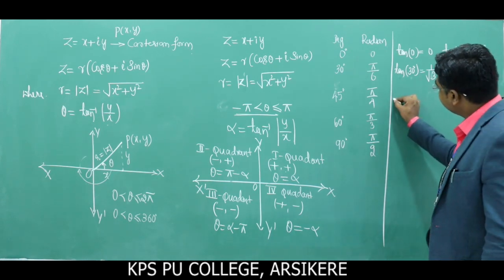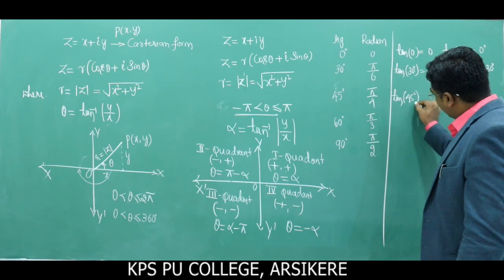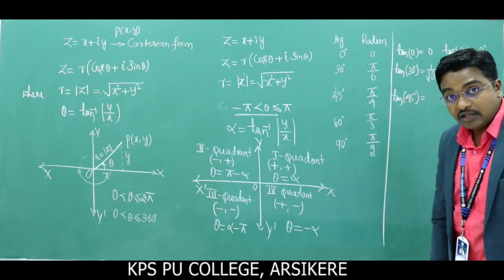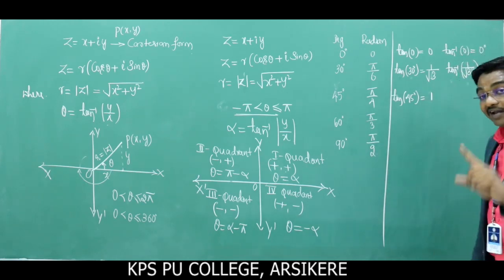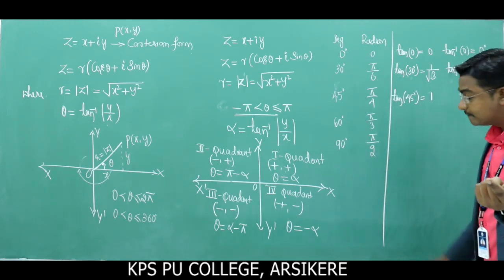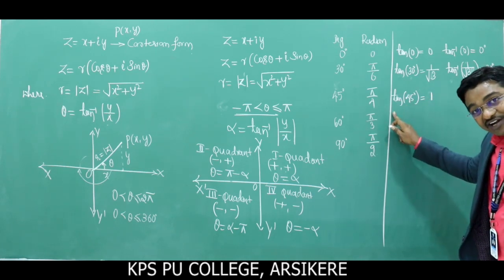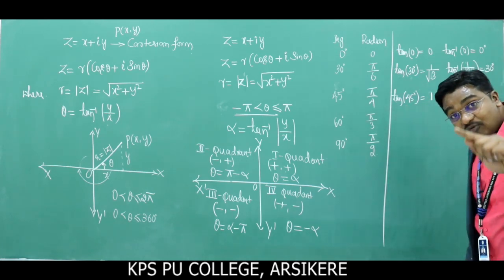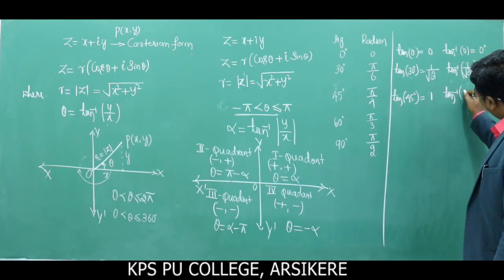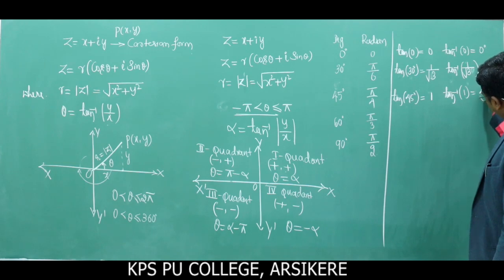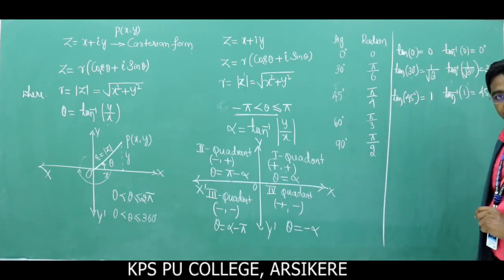Next one, tan of 45 degree. What is the value of tan of 45? That is 1. Now tell me, what does tan inverse of 1 become? Tan inverse of 1 is 45 degree. So tan of 45 is 1, then tan inverse of 1 is 45 degree. In radians, we represent 45 degree as pi by 4. Next.